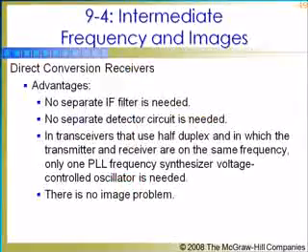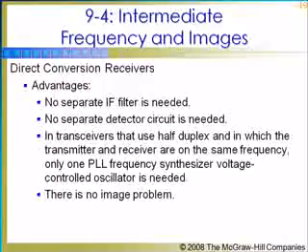So we have the direct conversion receivers, advantages and disadvantages. First advantage of this DC receiver is that it has no separate IF filter needed. This is usually a crystal, ceramic, or SAW filter that is expensive and takes up valuable PCB space in compact design. Second, no separate detector circuit is needed because the modulation is inherent in the technique.